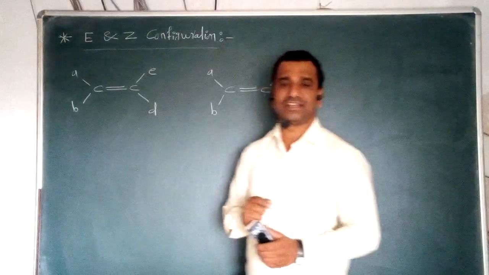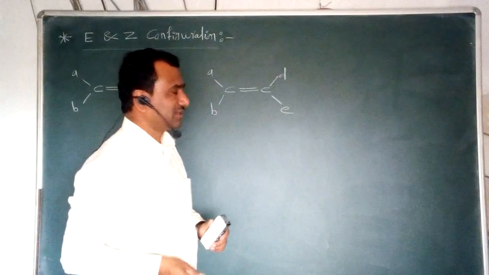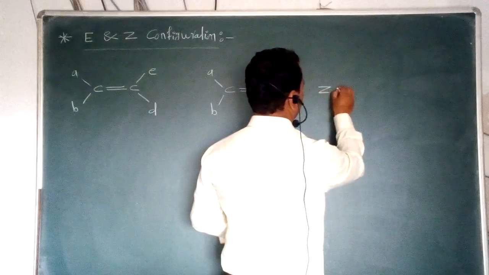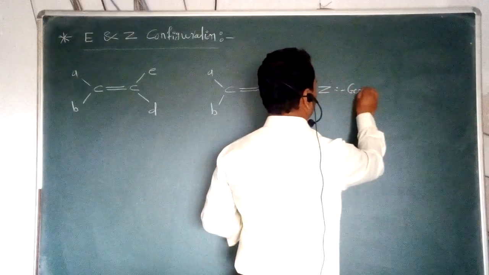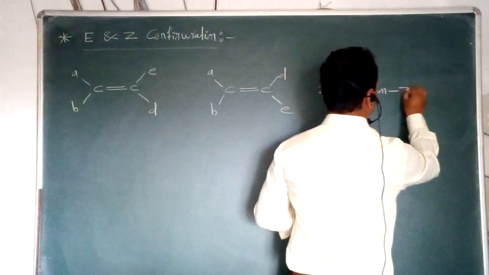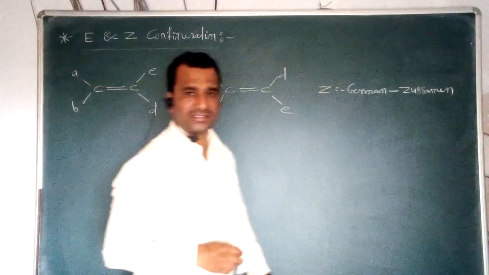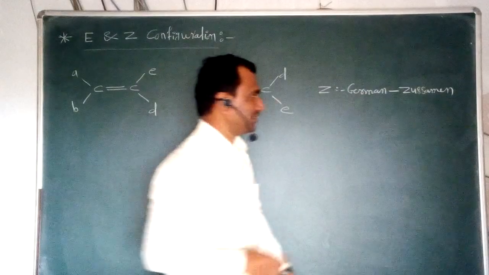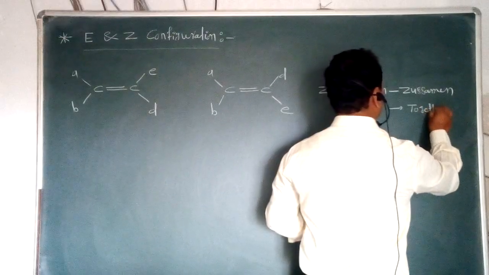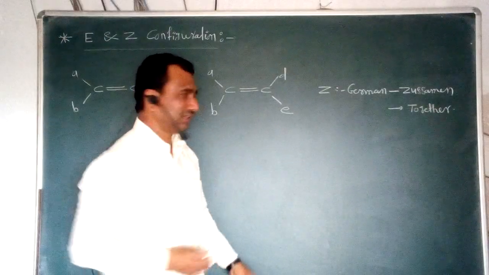Now, what is meant by E and what is meant by Z configuration? As far as these words are concerned, Z is a German word. It means Zusammen. Z stands for Zusammen, which means together. The meaning of this word is together. Z is Zusammen, a German word, meaning together.